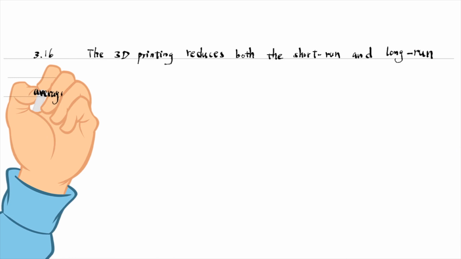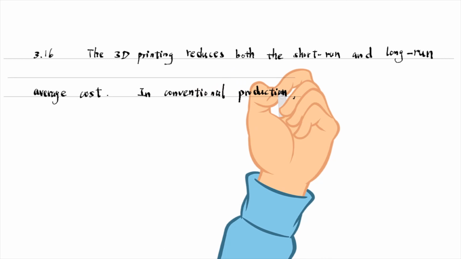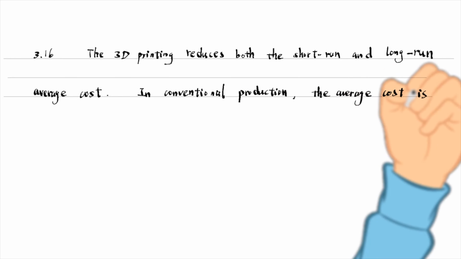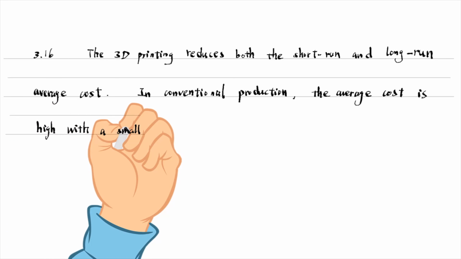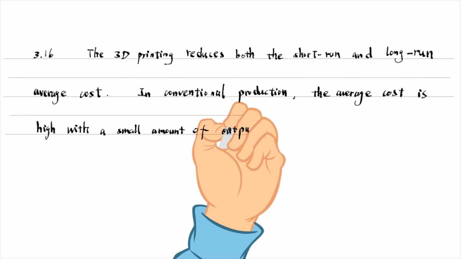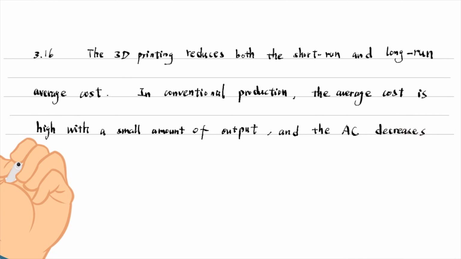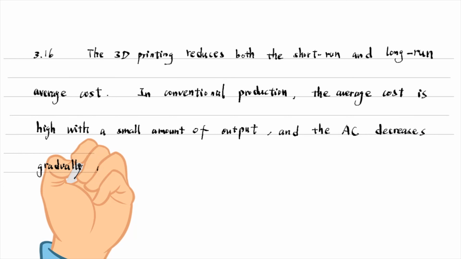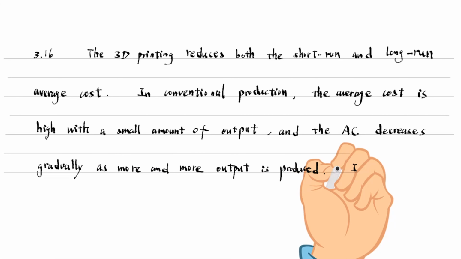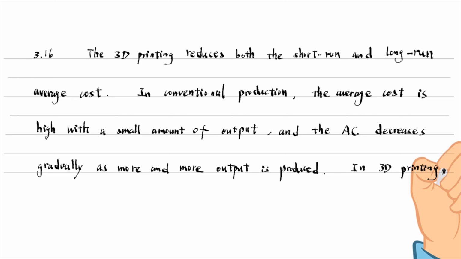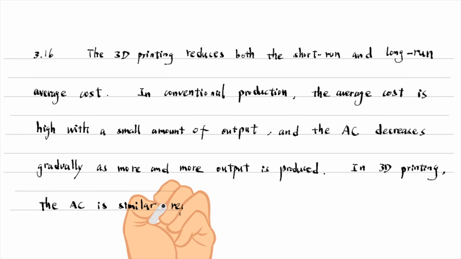In conventional production, the average cost is high with a small amount of output, and the average cost decreases gradually as more and more output is produced in the areas mentioned in the textbook. By contrast, in 3D printing, the average cost is similar, regardless of the amount of output.